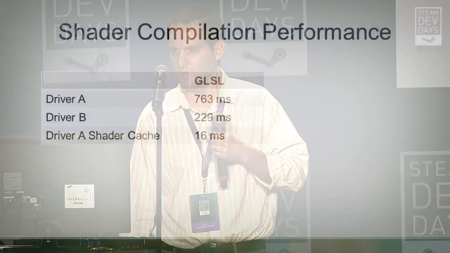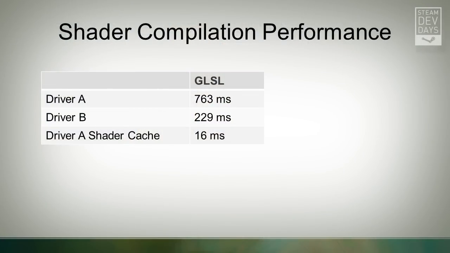So we wanted to look at what we could do about this shader compilation performance and quantify how bad it really is. So what we did is we ran an experiment where we took our most complicated pixel shader in Source 2, and we tried compiling and linking it on 2 different drivers. You can see one was around 700 milliseconds, and on another it was around 200. And then we turned on the shader cache in driver A and compiled that shader again. And basically you can see there's this huge gap in performance between compiling from source or using the shader cache.